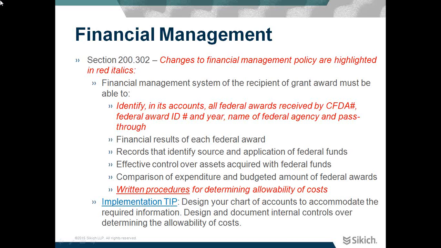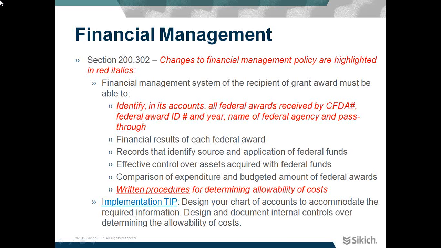Really, the financial management system for grant awards is what has to be able to do this. The entities are required to be able to tell the outside auditors what their federal awards are by CFDA number and by federal award ID number. I mentioned that identification number by federal award, and also the name of the federal agency, or if they're a subrecipient, who the pass-through organization is. Their financial system has to be able to track their own federal awards.